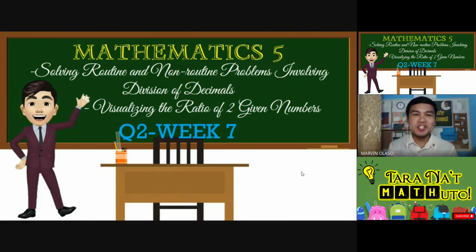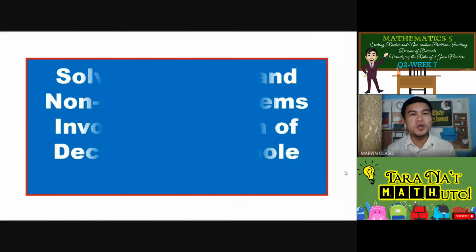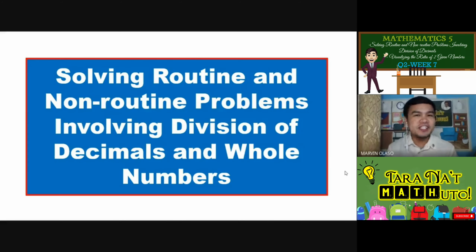Ayan na nga, welcome again to our Mathematics 5. Tayo po ay nasa week number 7 ng ating second quarter, all about solving routine and non-routine problems involving division of decimals and another thing, visualizing the ratio of two given numbers. So yan ang ating pag-uusapan. So let's have the first one. Again, solving routine and non-routine problems involving division of decimals and whole numbers.